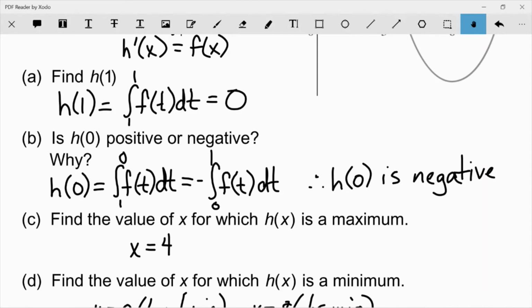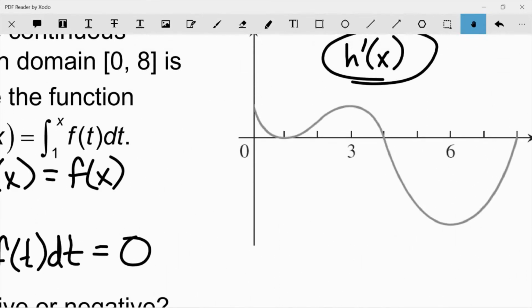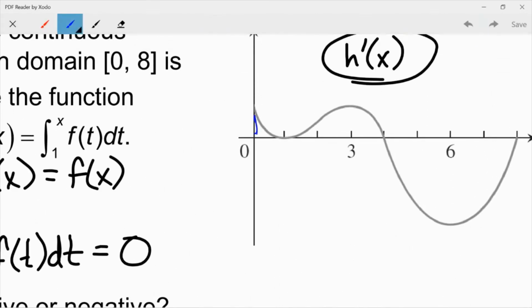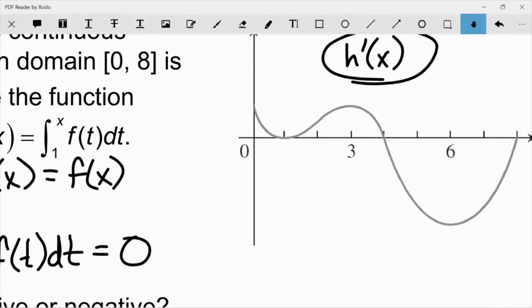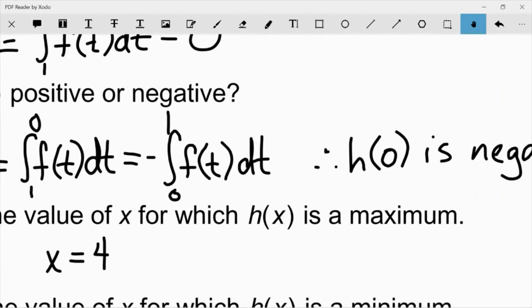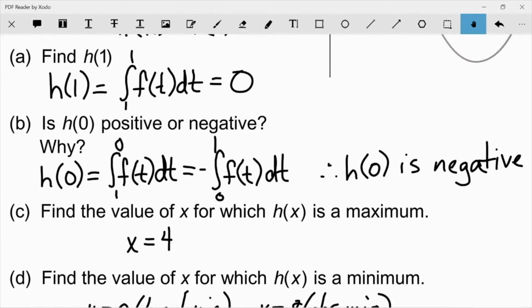Remember that property we talked about last time: I can switch my limits of integration and change the sign on the integral. So that's what I did here. I switched the limits and made it the negative of the integral from 0 to 1 of f of t dt. Look at the integral from 0 to 1 of f of t dt. That would be this area right in here, which is above the x-axis. That's a positive integral value, but we're taking the negative of that. That means h of 0 is going to be negative.